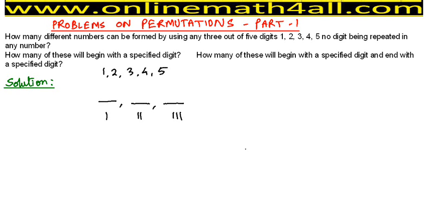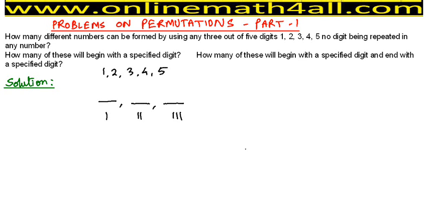Okay, in this video we are going to see problems on permutations part 1. Here we are going to see how to solve the problem, that is how many different numbers can be formed by using any 3 out of 5 digits 1, 2, 3, 4, 5, no digit being repeated in any number. This is the first part of our question. We have 2 more parts in our question.